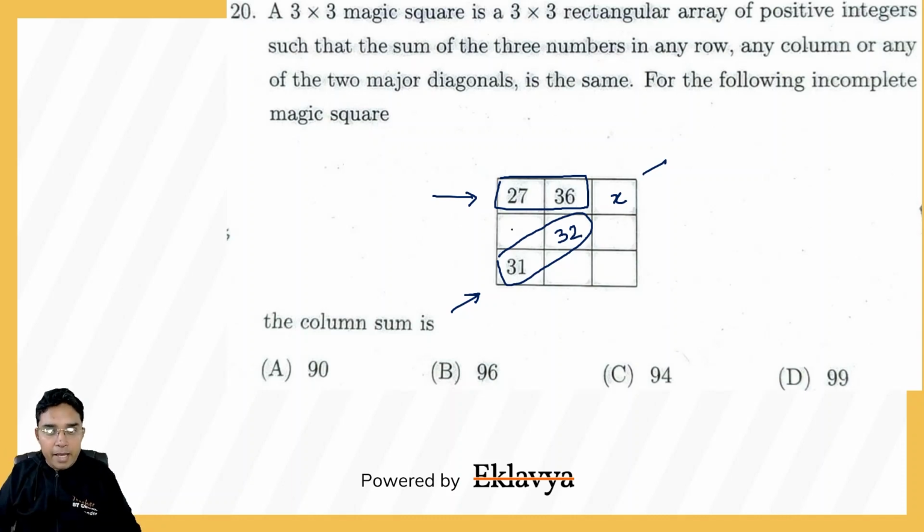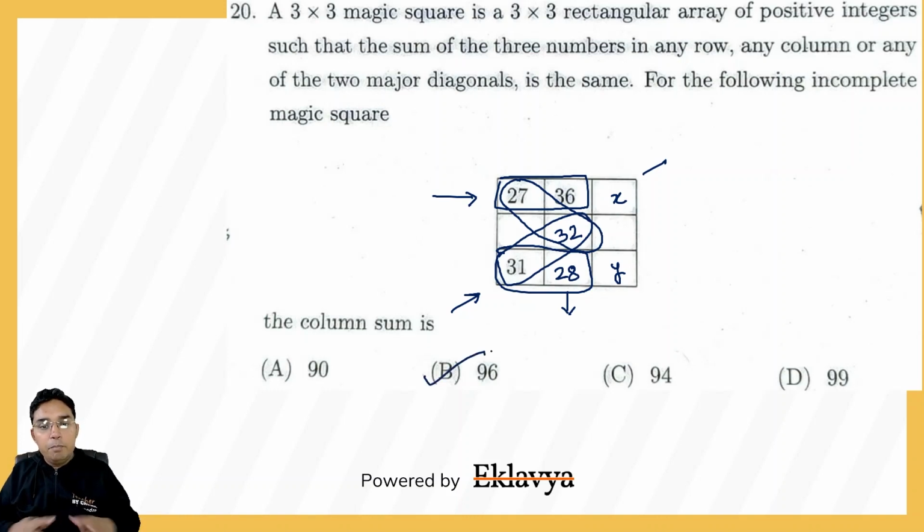Now we will apply a similar thing at this corner also. Let us say this is y here. You can see this 27 plus 32 has to be equal to this 31 plus this unknown number. So 27 plus 32 is 59, and 59 minus 31 gives us 28 here. So we have this column sum. In fact, all remaining numbers can be found, but that is not required. We just have to add 36 plus 32 plus 28. So 60 plus 36, the answer will be B, that is 96.